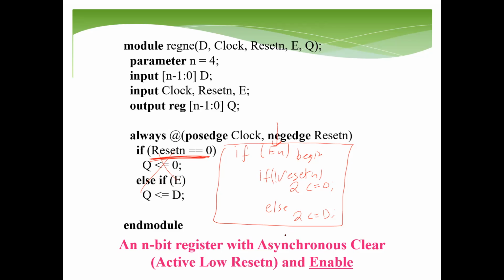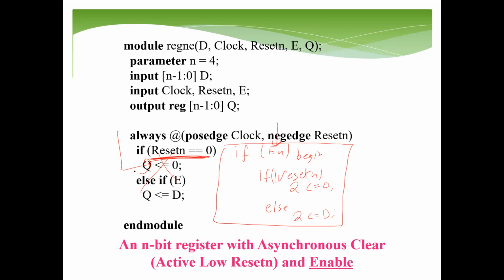Okay, so just to go over the difference again. In this code, enable has the highest priority. If enable is 0, the flip-flop will not receive any signals, no clock, no reset, and no load. In this other code, enable will only disable the load. If enable equals 0, it will not load, but reset will work even if enable equals 0.